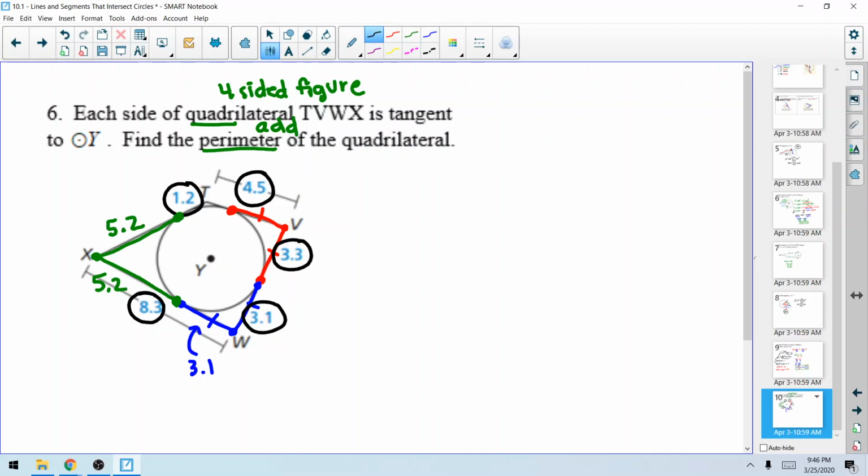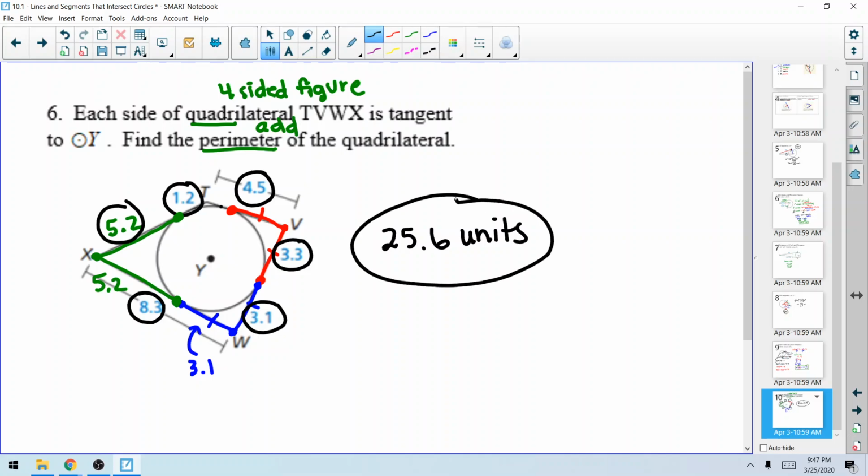And then I think I have everything I need to do my perimeter, because this side over here is 5.2, 1.2. This whole side is 4.5. That whole side is a 3.3 and a 3.1. And then this whole side is an 8.3. So I'm going to start adding what I have in circles. 4.5 plus 3.3 plus 3.1 plus 8.3 plus 5.2 plus 1.2 gets me 25.6. It doesn't tell me what the units are, so I'm just going to say units. And that is the perimeter of your quadrilateral.